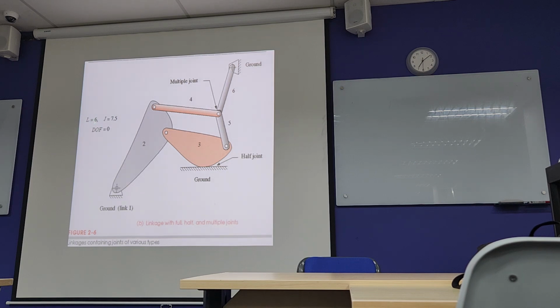So that means 15 minus 2 J1. So 2 into 7, 14, minus J2. J2 is 1, so minus 1. So it is something like 15 minus 15. So the degree of freedom is 0.